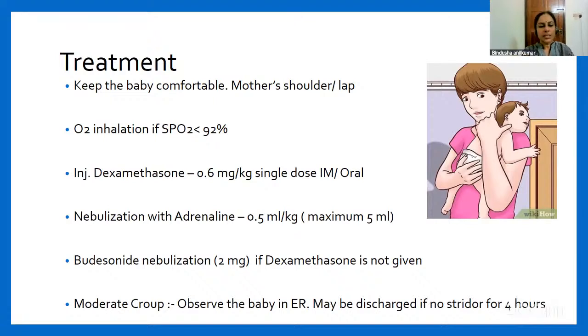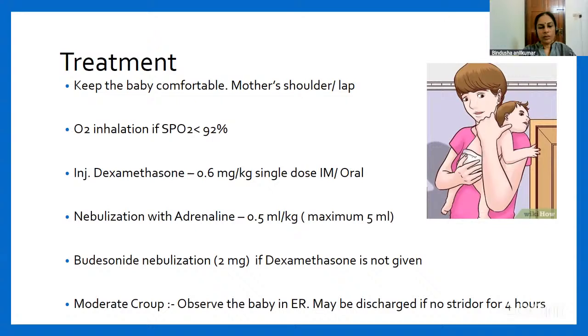Moderate cases of croup may be treated in the emergency room with dexamethasone and adrenaline nebulization. It is always important that you discharge the patient only if there is no stridor for 4 hours after stopping adrenaline nebulization. Sometimes when you give adrenaline nebulization, the stridor disappears, and after a few hours it may come back. So always make sure that the child is not having distress or significant stridor before we discharge the patient from the emergency room.